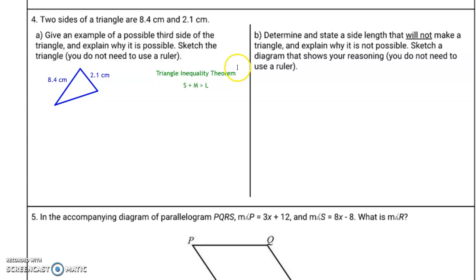The basis of this entire question is the triangle inequality theorem, which says that the small plus the medium side of any triangle has to be greater than the large side. If they're not greater than the large side, that means that the 2 sides, the small and the medium, won't be able to connect based on that large side.